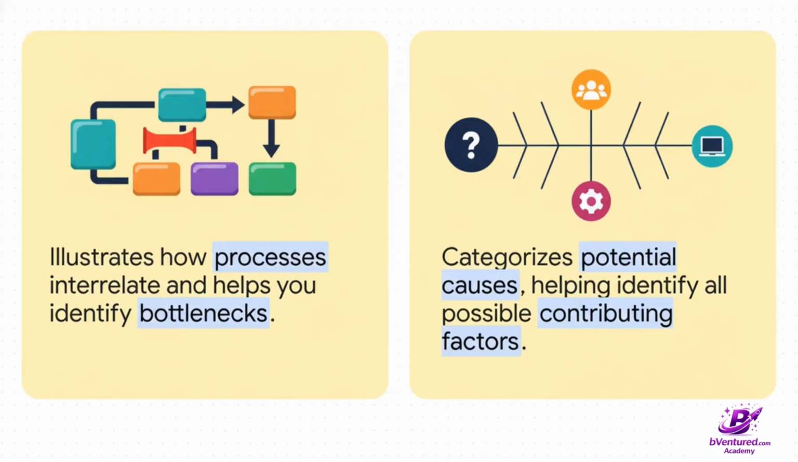Two really powerful tools for mapping are flowcharts and fishbone diagrams. Flowcharts are your go-to for process-related problems. They are fantastic for showing you exactly where the bottlenecks are. Fishbone diagrams, on the other hand, are amazing for brainstorming all the possible causes of a problem, helping you group factors into categories like people, process, or technology.